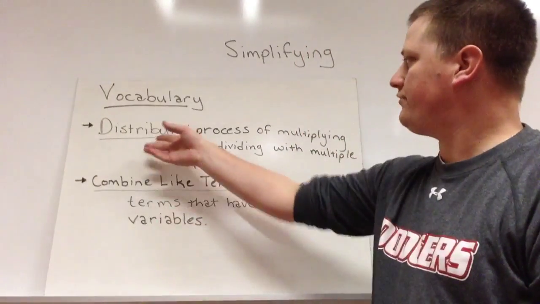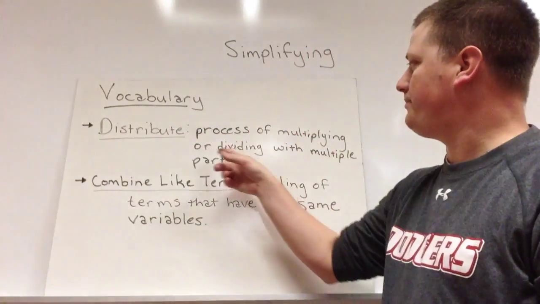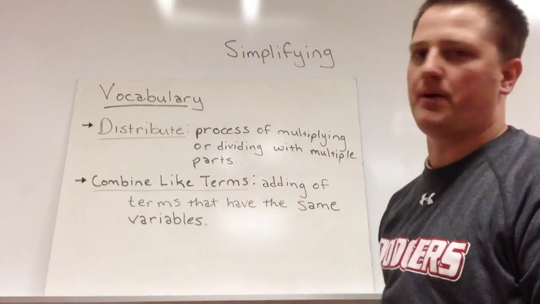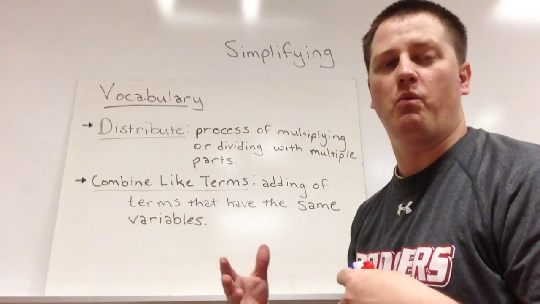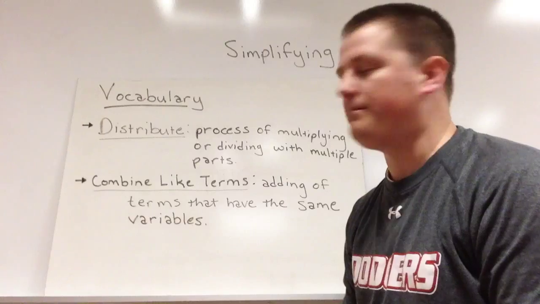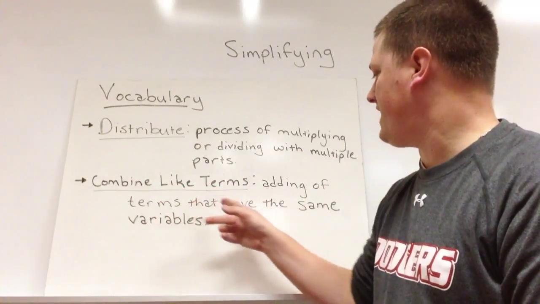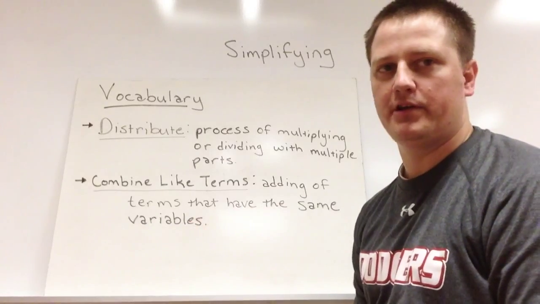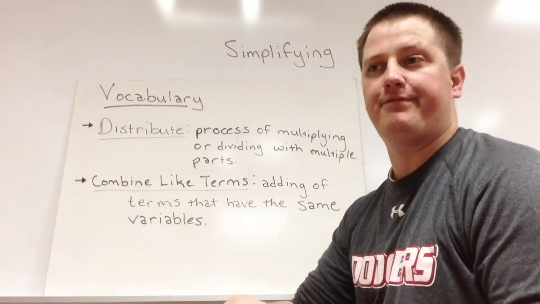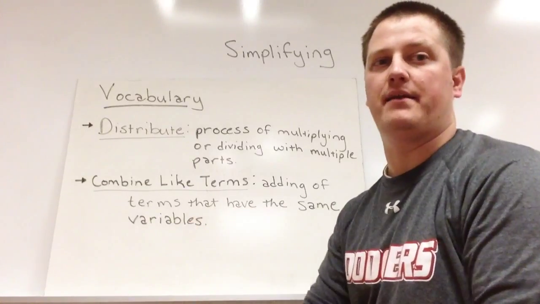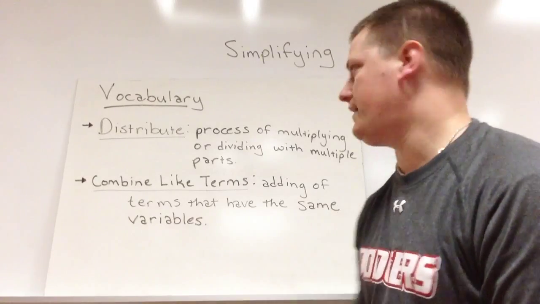Vocabulary: distribute, the process of multiplying or dividing with multiple parts. So there's going to be more than one thing that we're going to multiply with. Combine like terms, adding of terms that have the same variables. So basically, if they both have x, they can be added. If they both have y, they can be added.